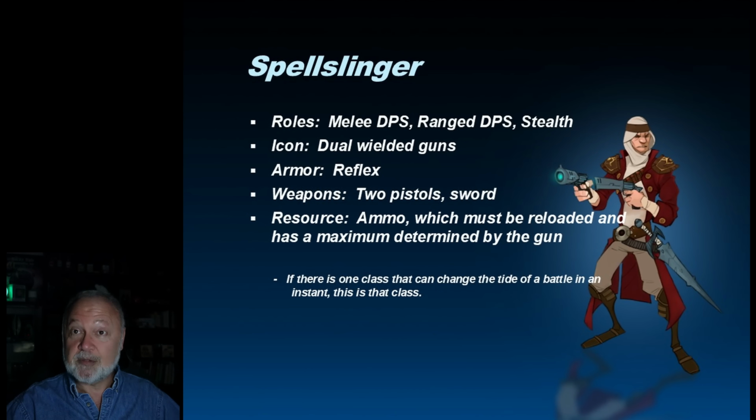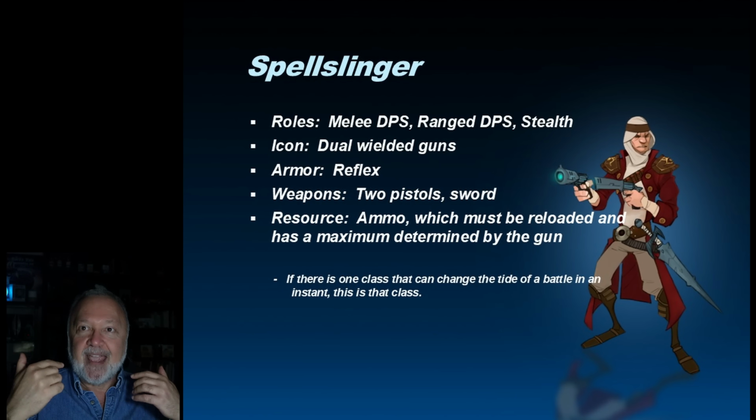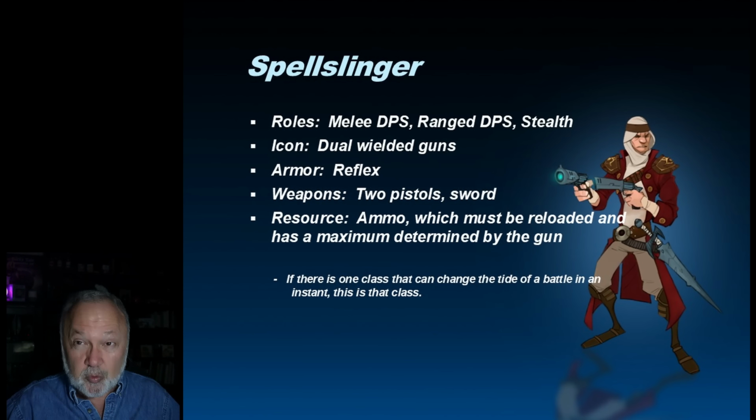The next one was the Spellslinger. The idea for this class actually came from, I believe it was Corey Loftus, the lead concept artist. I loved the look and I loved the idea. This was a melee and ranged DPS with some stealth capability. The idea here is they used guns and magic. They looked like they were always dual wielding guns. Their armor was also reflex armor, like we saw in another class already. They always had two pistols, but they also had a sword, so they could get that melee attack.